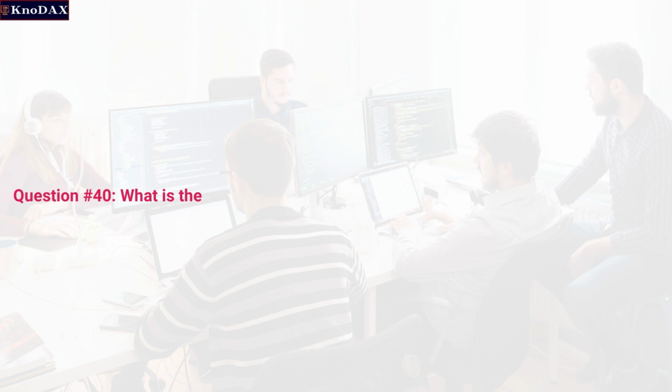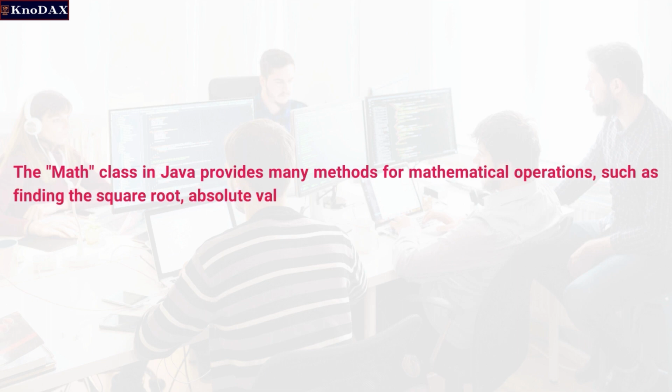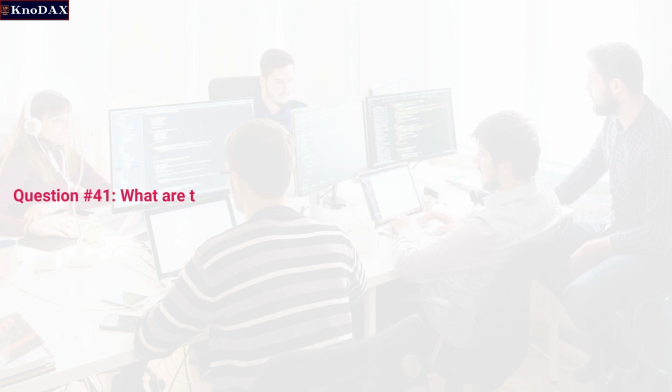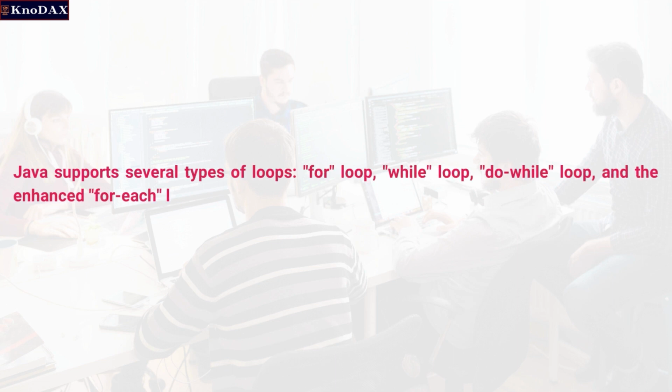What is the purpose of the Math class in Java? The Math class in Java provides many methods for mathematical operations, such as finding the square root, absolute value, trigonometric functions, and many more. What are the different types of loops in Java? Java supports several types of loops: for loop, while loop, do while loop, and the enhanced for each loop.